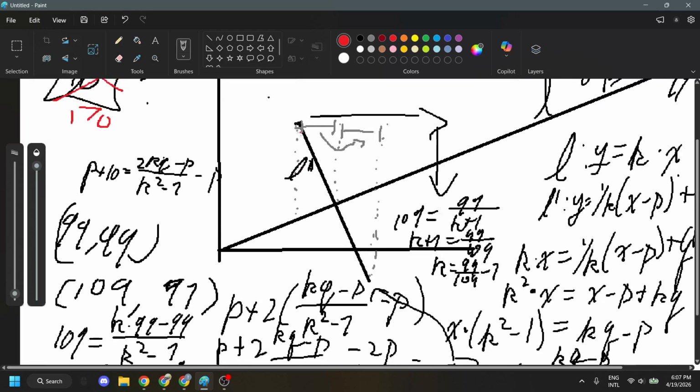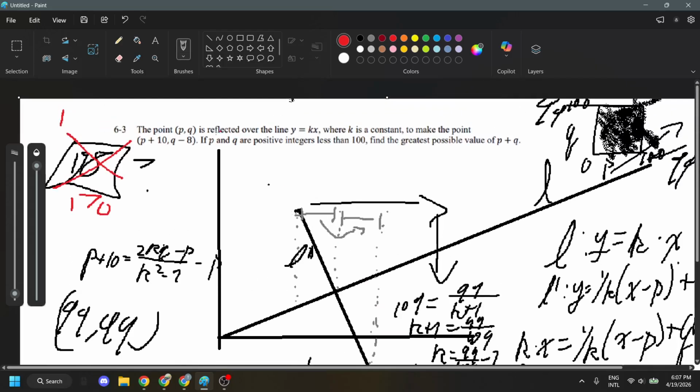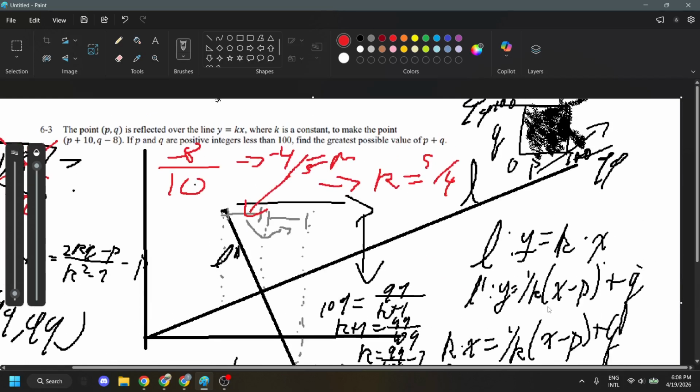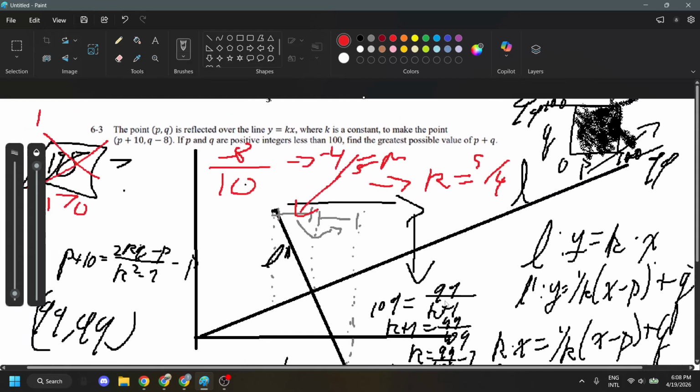So from here to here, from the original point to the reflected point, we know the difference. The difference is 8 over 10, which means that the slope is negative 4/5, is equal to m of this one. M prime, I guess. No, I'll just call it m. So that means that k is going to be equal to 5/4, because k is the perpendicular version of this. So we already know what k is. So we know, okay, that's why it was so complicated, because we already knew what k was. We didn't have to find all that.